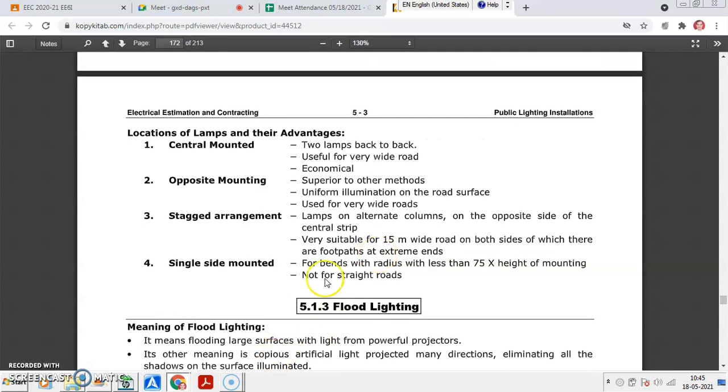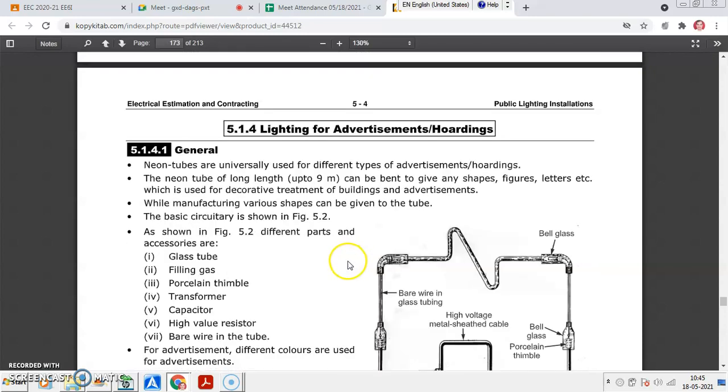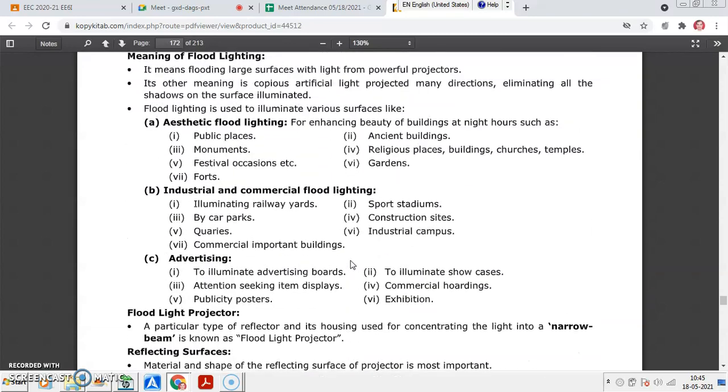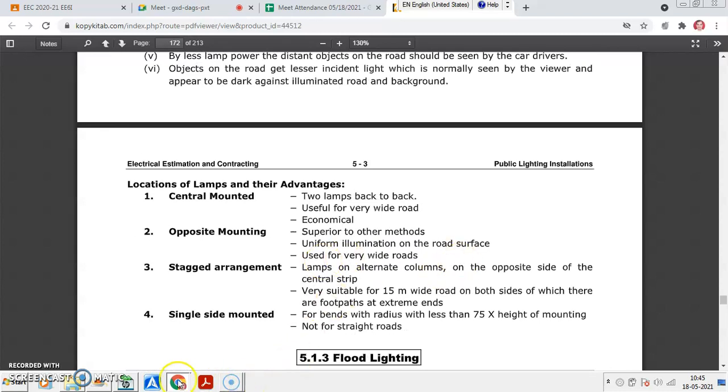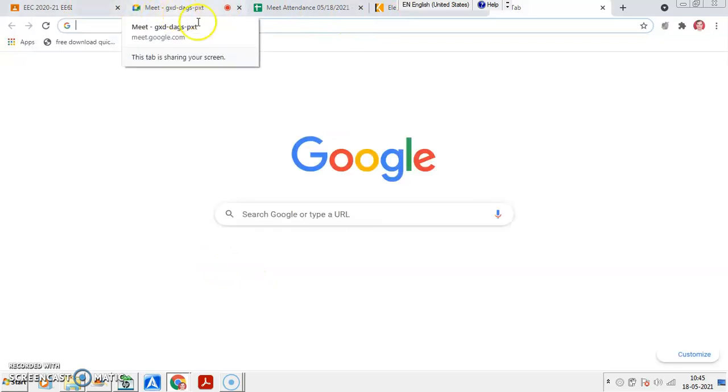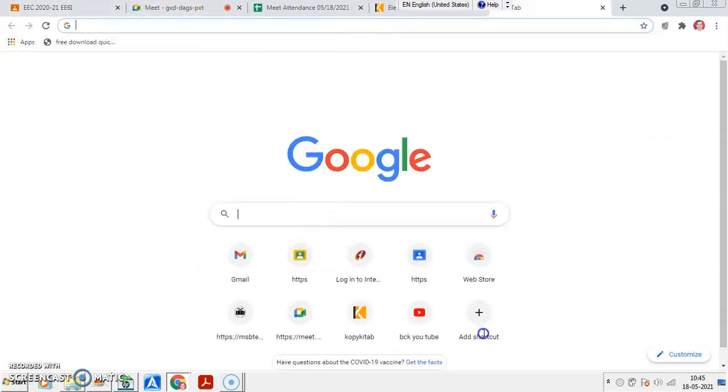So let us see various types of lamp mounting and what we can see as the advantages. We can have some pictures also with us. You can see the various street lights. I don't know how much you have seen the pictures of street lights.